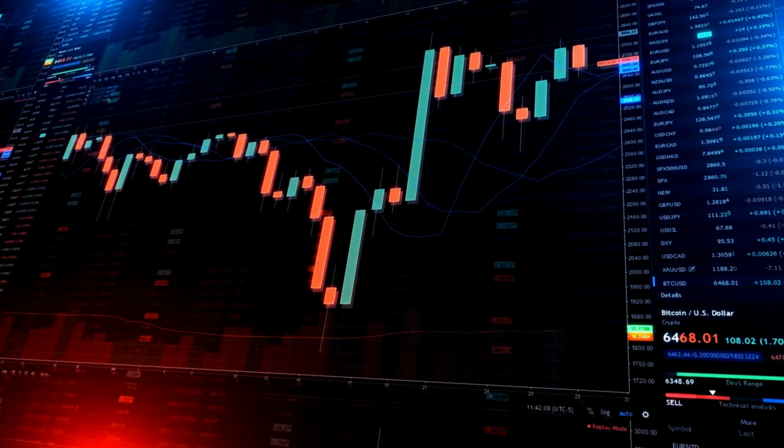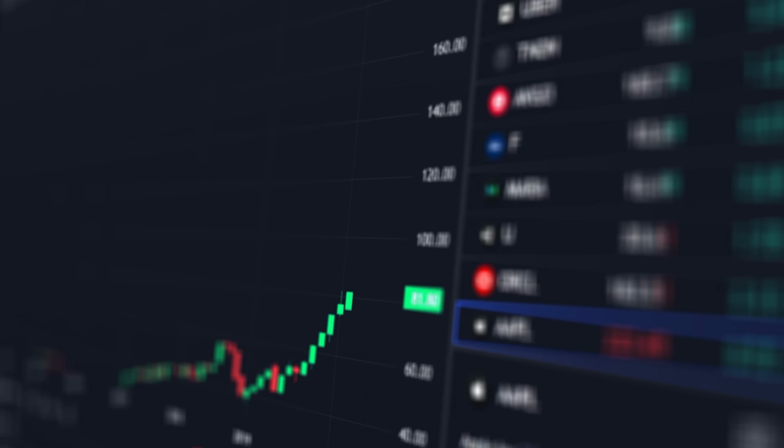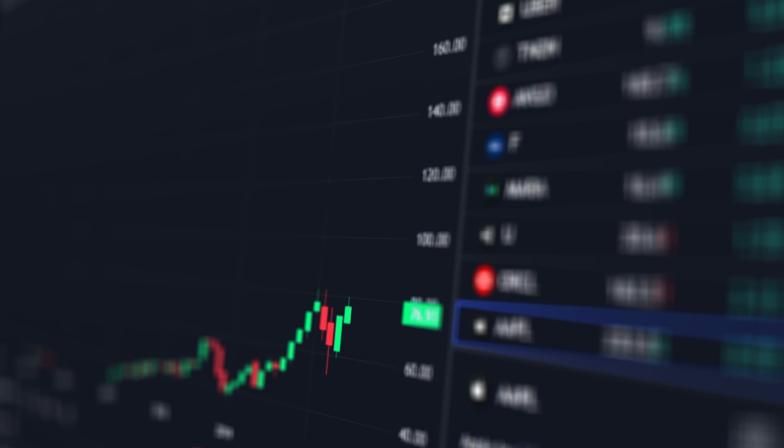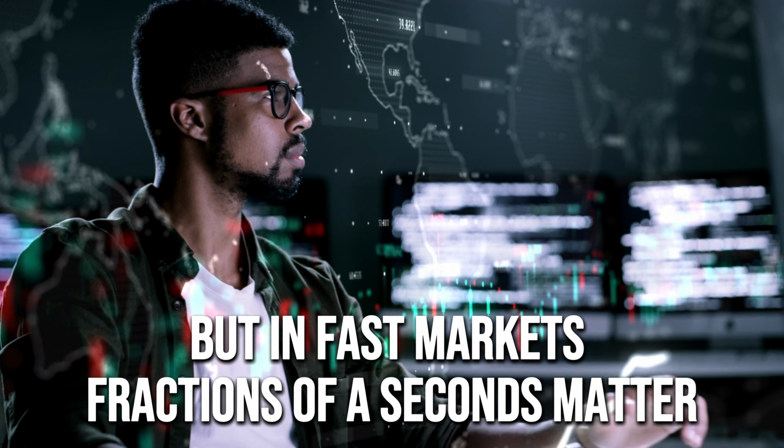You're watching price move quickly and candles start printing fast. Then suddenly your chart feels like it's trying to catch up. Your price has already moved, but then the candle appears a moment later, and that delay might only be a fraction of a second. But in fast markets, fractions of a second matter, and that small latency can turn a clean entry into chasing the trade. It can make you think the price is somewhere it already left.